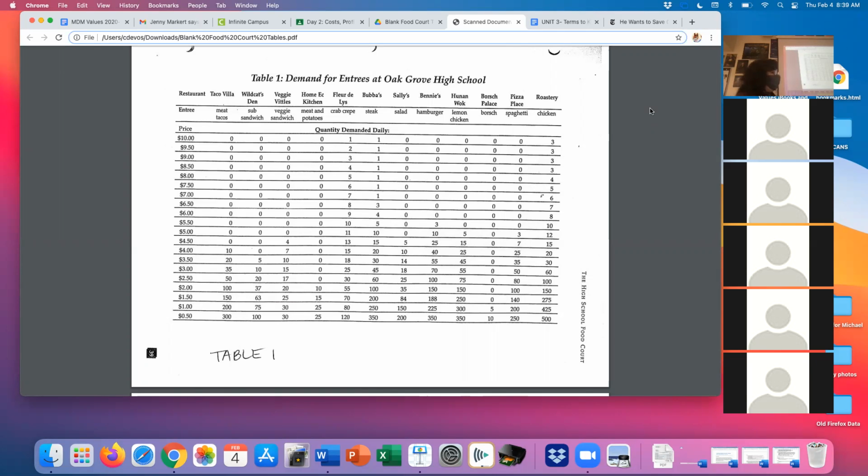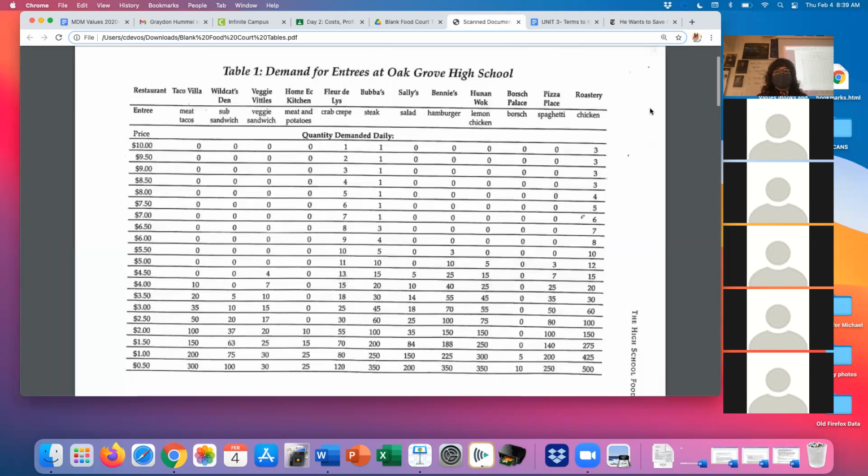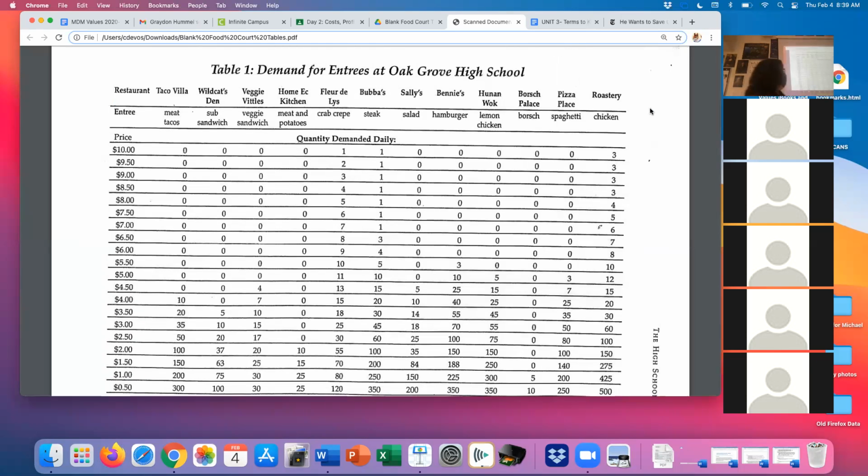So table 1 is our demand for different entrees. So there's our 12 restaurants at the top, and here's the one entree they're going to serve. That's a trial run. So the one entree they're going to serve. And like I said, bear with me. There's no race to get this finished or anything else. I'm going to give you plenty of time.